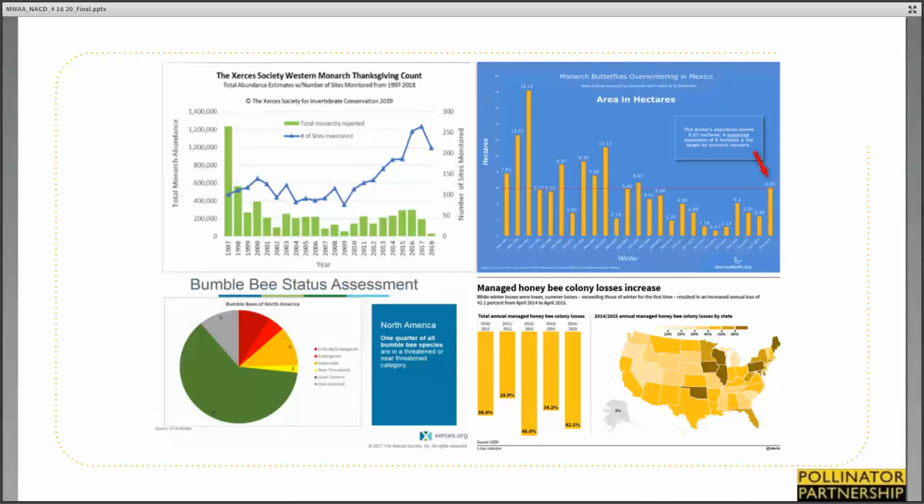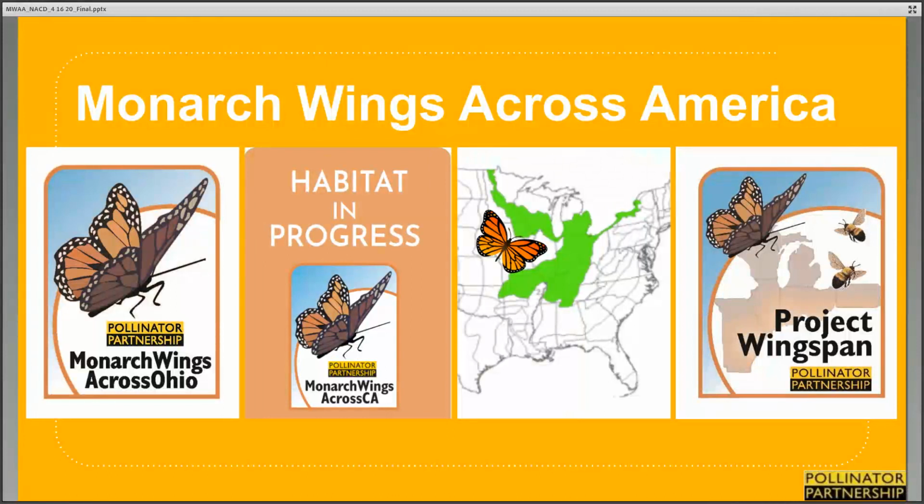past 20 years. On the upper right-hand side, the blue graph is a very similar data set looking at the central migration of the monarch butterfly population that overwinters in Mexico. And again, quite significant declines there. Bottom left, you're looking at bumblebee status assessment, and this really shows that a quarter of all bumblebee species are in a threatened or near threatened category. And bottom right, managed honeybees, which are not native to the United States but are clearly very integral to our agricultural system, are experiencing declines as well. Particularly, this one is looking at the overwintering losses of honeybee colonies.